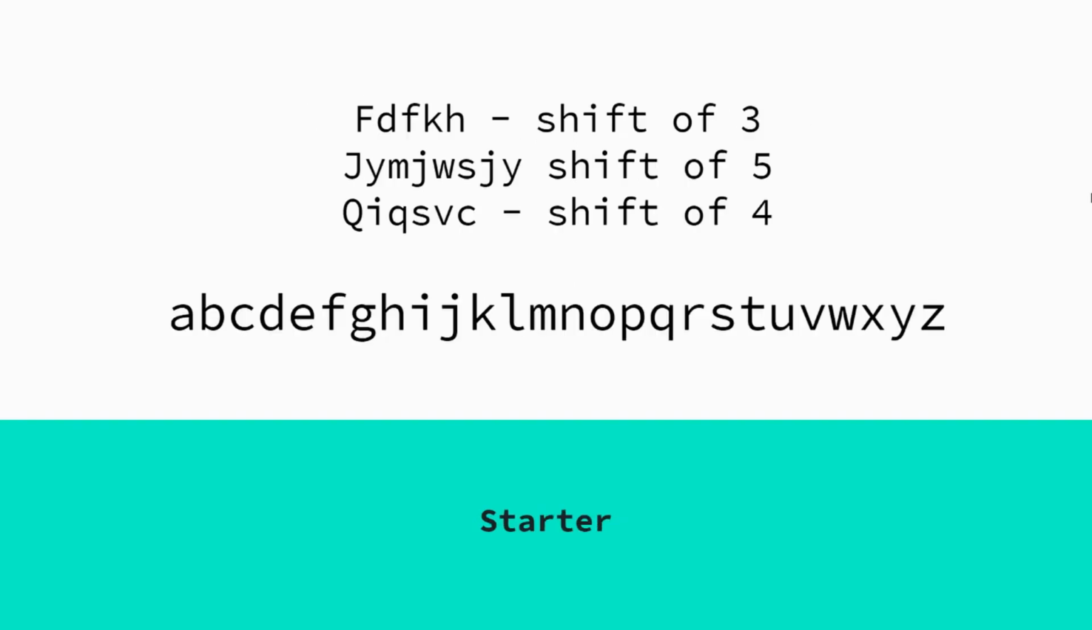Quick starter activity. You've got three words that have been encrypted using a Caesar cipher shift. A Caesar cipher shift is essentially where letters are moved up or down the alphabet to shift their position. You've got the alphabet on the screen, and you can see in the first example where FDFKH has been shifted three letters along. So in order to reverse this encryption, move it three letters back and try and decrypt the words.